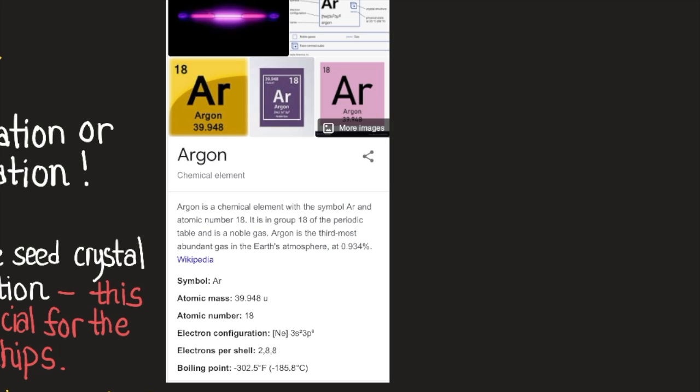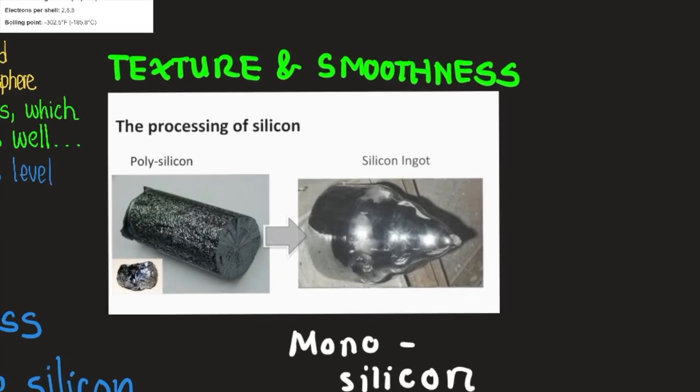Argon is a chemical element with the symbol Ar and atomic number 18. It is in group 18 of the periodic table and is a noble gas. Argon is the third most abundant gas in the Earth's atmosphere at 0.934%. According to Wikipedia, its symbol is Ar, its atomic mass is 39.948, its atomic number is 18, and its electron configuration is neon 3s2, 3p6, its electrons per shell is 2, 8, 8, its boiling point is negative 302.5 degrees Fahrenheit or negative 185.8 degrees Celsius.